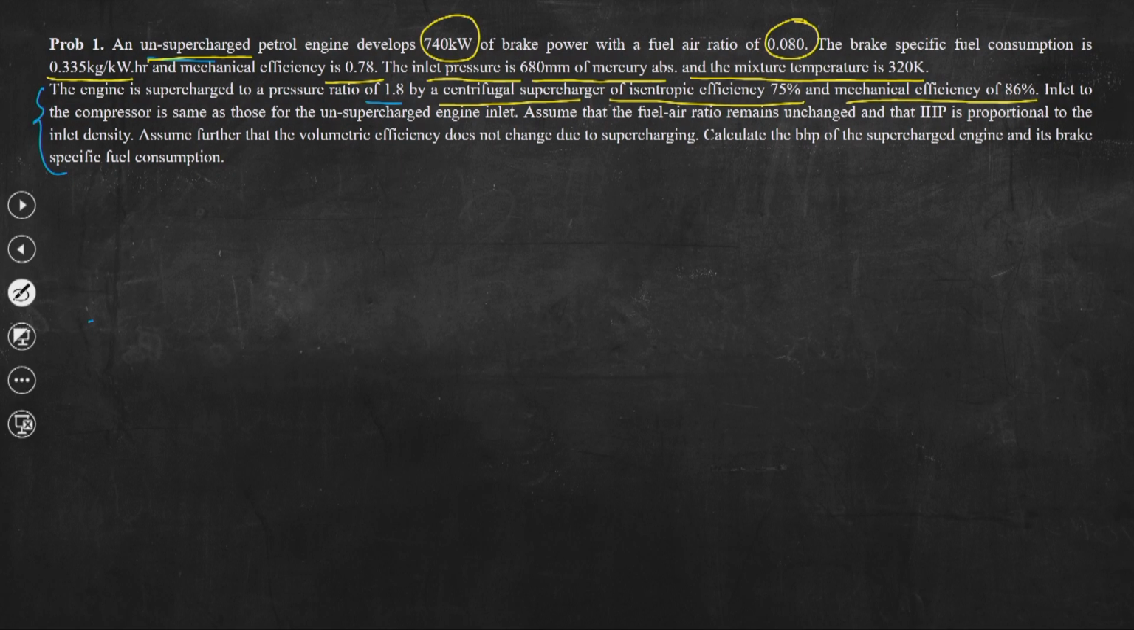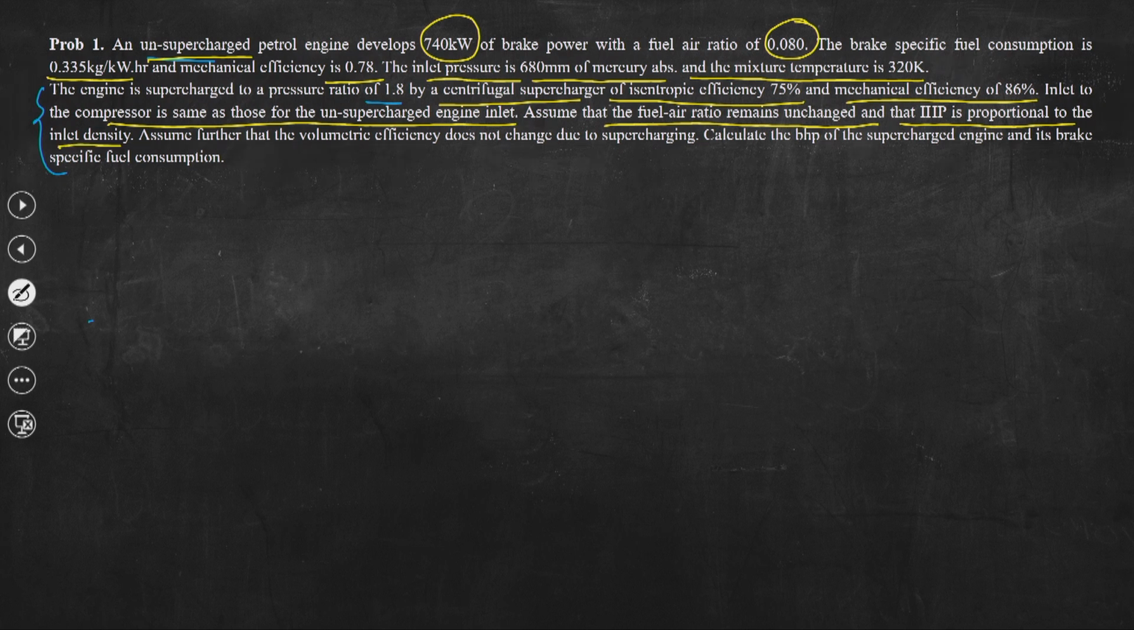Inlet to the compressor is same as those for the unsupercharged engine inlet. So, basically at the compressor inlet, even when it is supercharged, inlet conditions are same as what we have seen in the previous line. Assume that the fuel air ratio remains unchanged. So, fuel air ratio is remaining same and that IHP is proportional to the inlet density. So, this is again a clue.